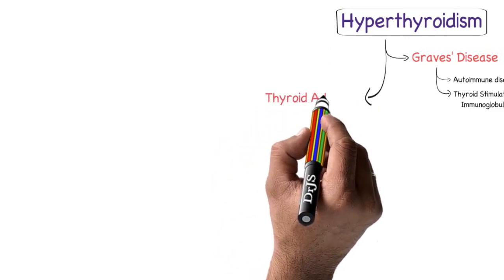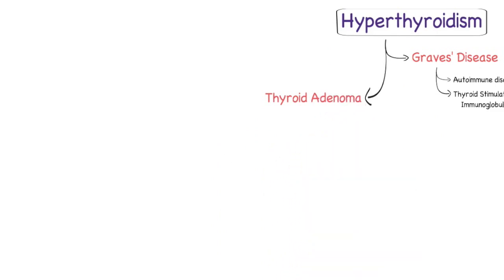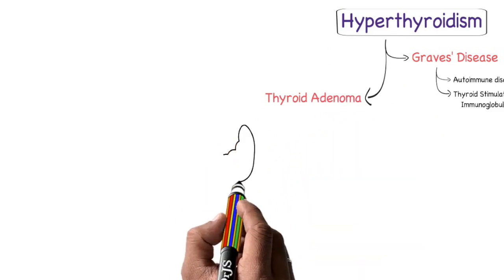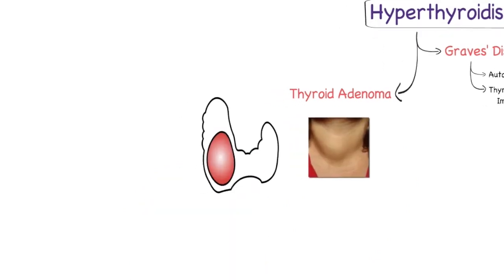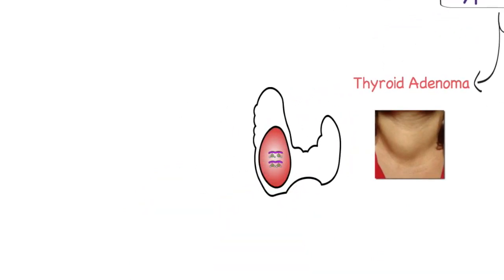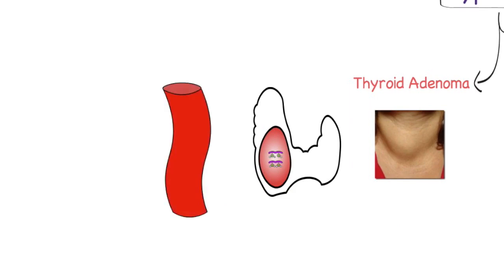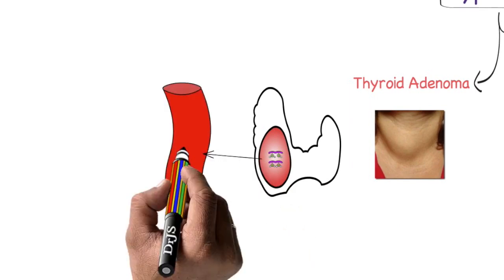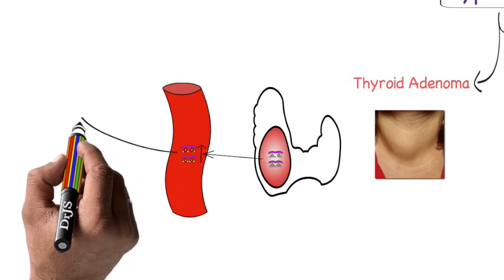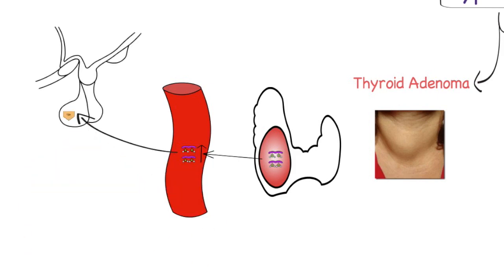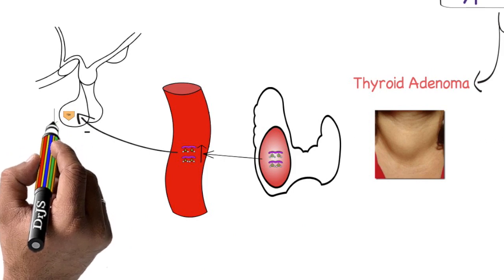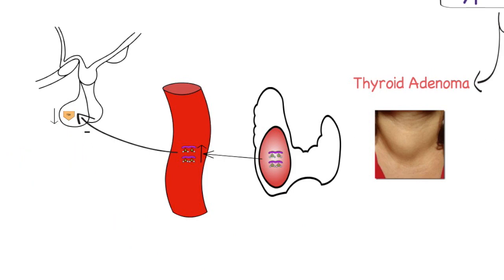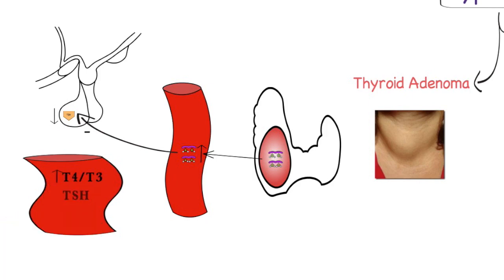Thyroid adenoma. A localized adenoma or a tumor develops in the thyroid tissue and secretes large quantities of thyroid hormone. It is not associated with autoimmune disease. As long as this tumor persists, the secretory function of the rest of the thyroid tissue remains suppressed due to depressed production of TSH by the pituitary.